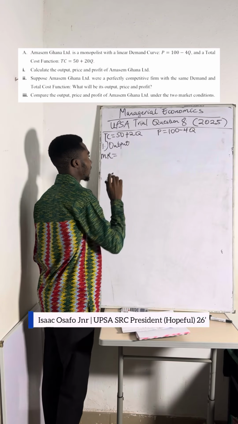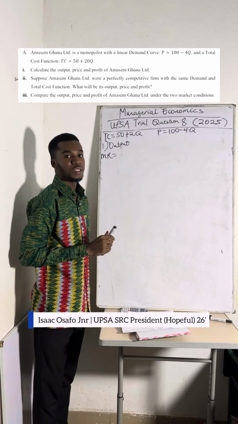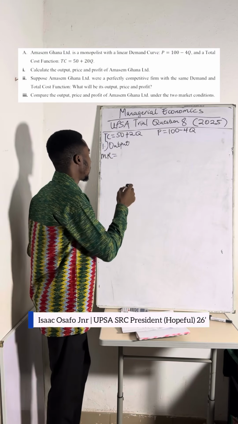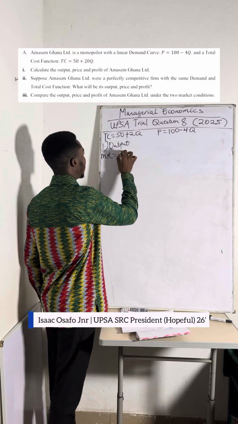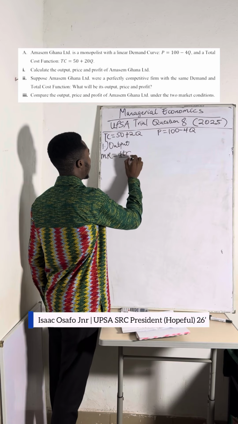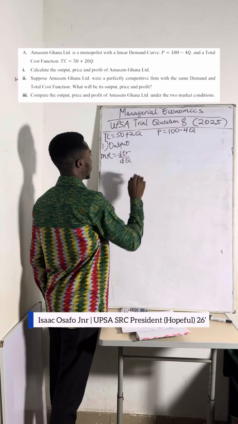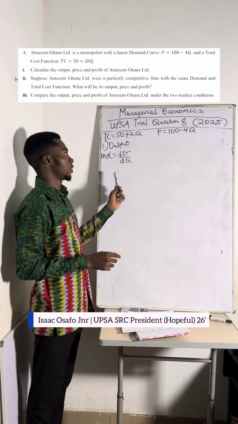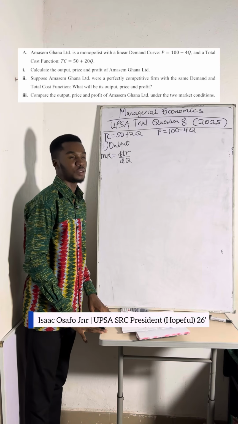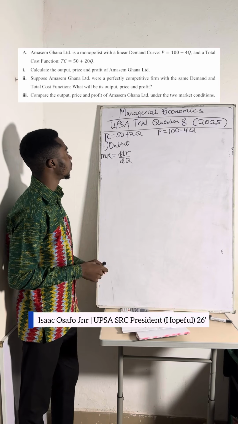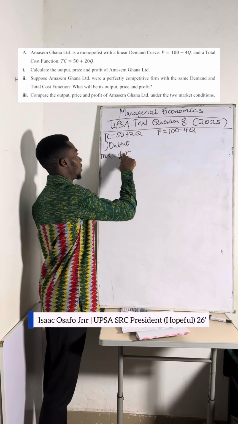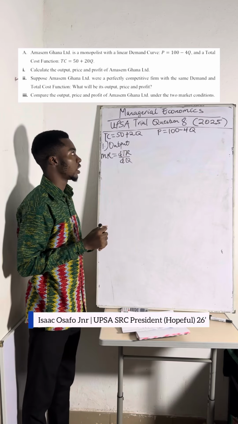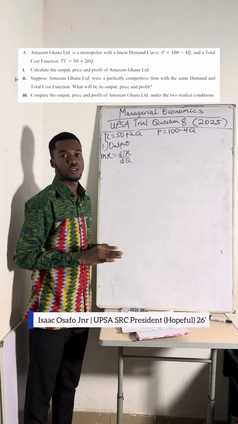We know that marginal revenue is found when we differentiate the total revenue function. I hope you've not forgotten. So the marginal revenue is the same as dTR over dQ. Do you get it? So when we differentiate the total revenue function with respect to Q, that's how we get the marginal revenue. But then there's a problem because they've also not given us TR, the total revenue. So we would have to find the total revenue.